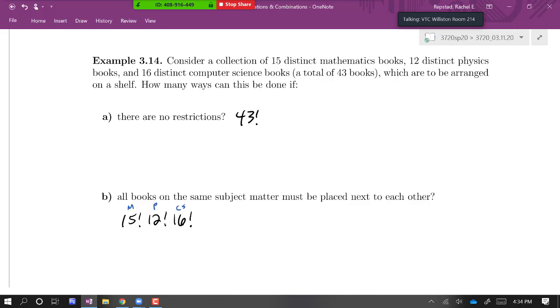It would be perfectly fine if I put the physics books first. So what I need to do... You gotta tack another 3 factorial on. Yeah, 3 factorial. That's how many ways I could arrange the 3 subject matters.